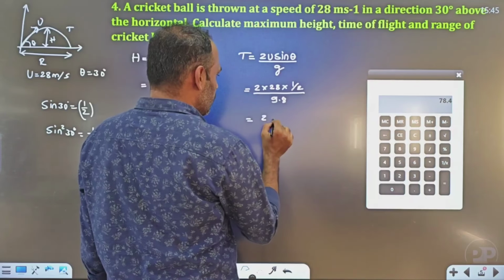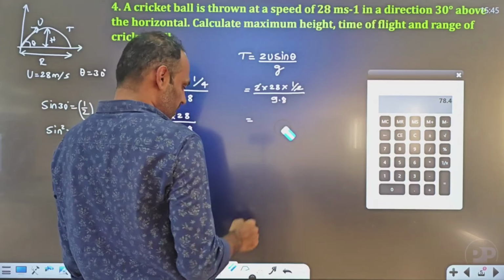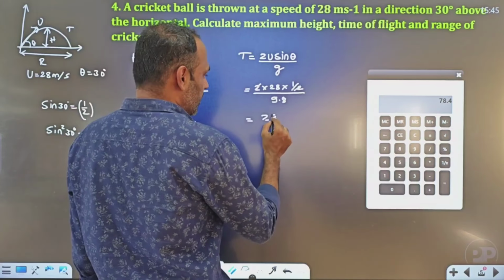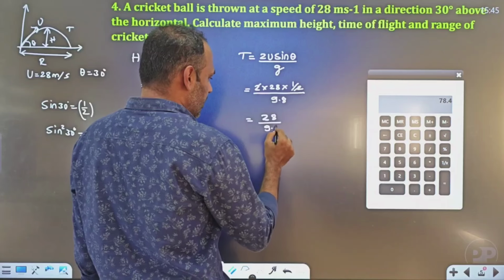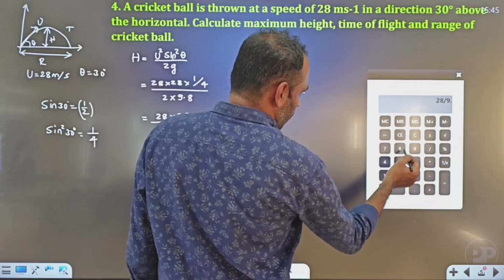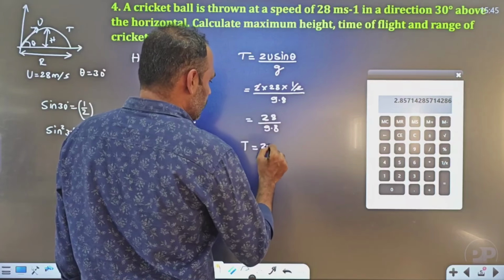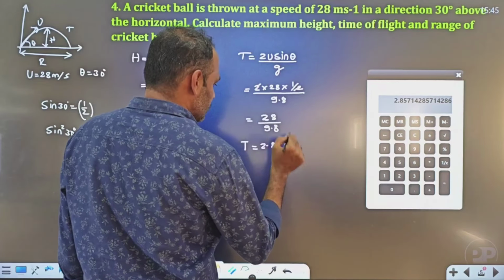So it will be 2 into, here the 2 will get cancelled. Right? So what will I get? I will get 28 divided by 9.8. So it is 2.857. So we get t is equal to 2.85 seconds.